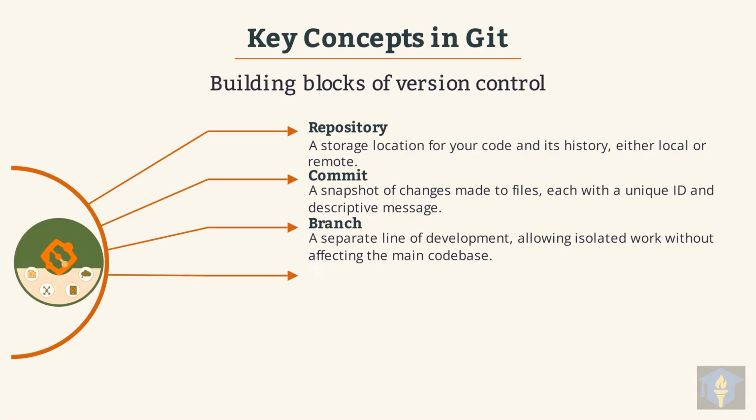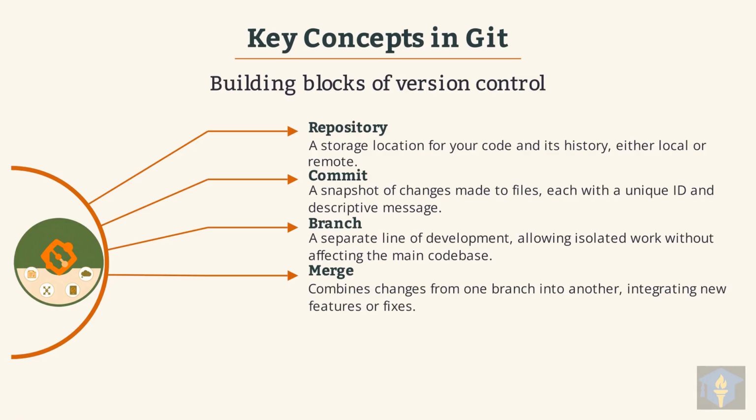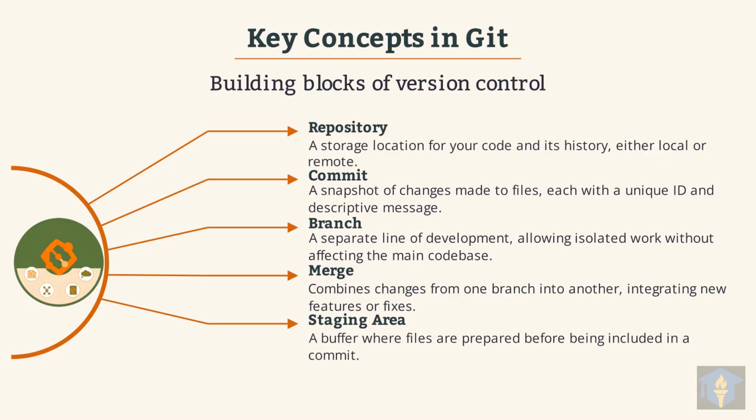The merge operation combines changes from one branch into another, integrating new work. Merging brings together new features or bug fixes developed on a separate branch. The staging area is a temporary buffer where you prepare files before they are committed. It allows you to select exactly which changes you want to include in your next commit.